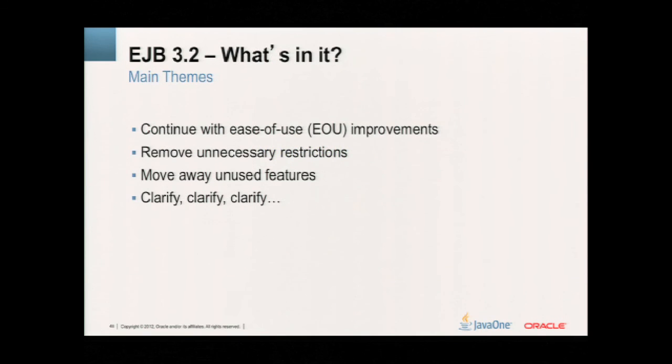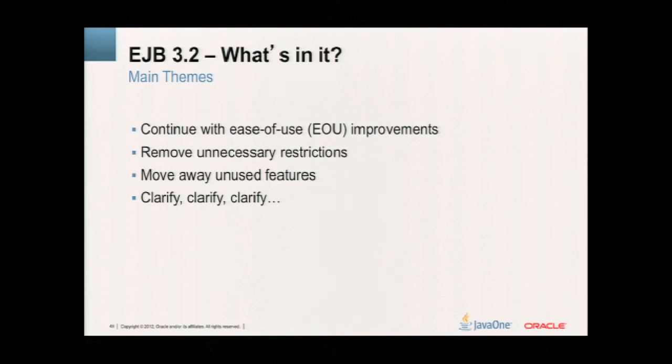So the main themes are to continue with ease of use, obviously. We remove unnecessary restrictions. For example, the EJB spec up to now is still saying that you should not access files. How many of you are accessing files from EJBs? Okay, we removed that restriction. We removed restrictions to access the context class loader. We went a little bit through that list.